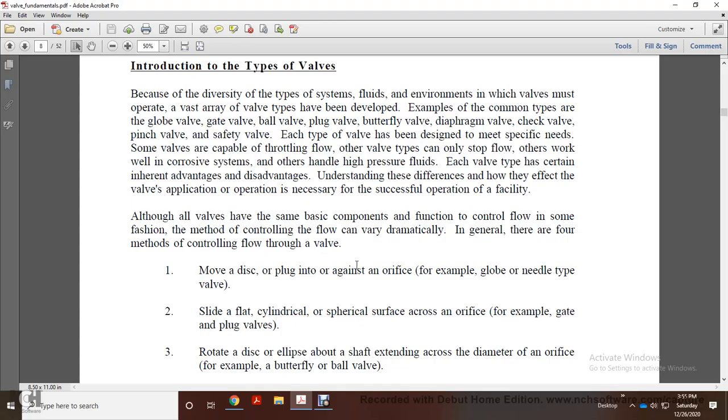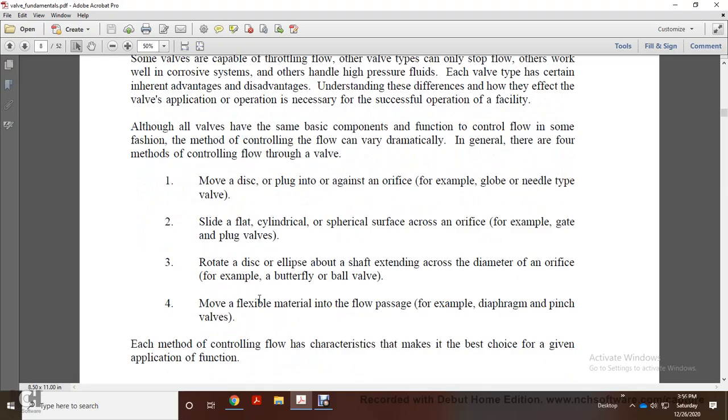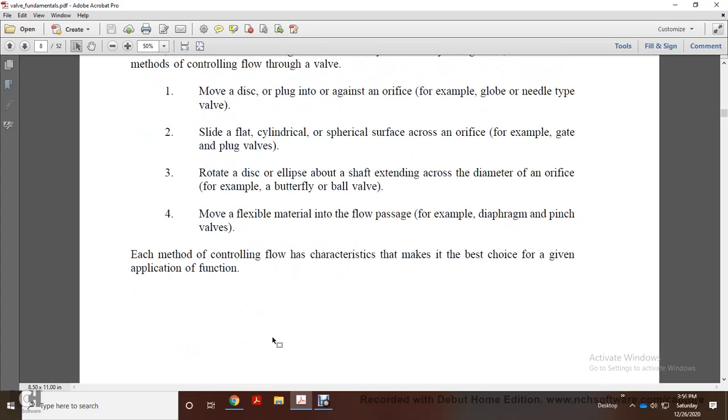Move a disc or plug against an orifice, for example, a globe or needle type valve. Slide a flat or cylindrical surface across an orifice, for example, gate and plug valves. Or rotate a disc or ellipse whose shaft extends across the diameter of the orifice, for example, a butterfly or ball valve. Move a flexible material into the flow passage, for example, diaphragm or pinch valves. Each method of controlling flow has characteristics that make it the best choice for a given application or function.